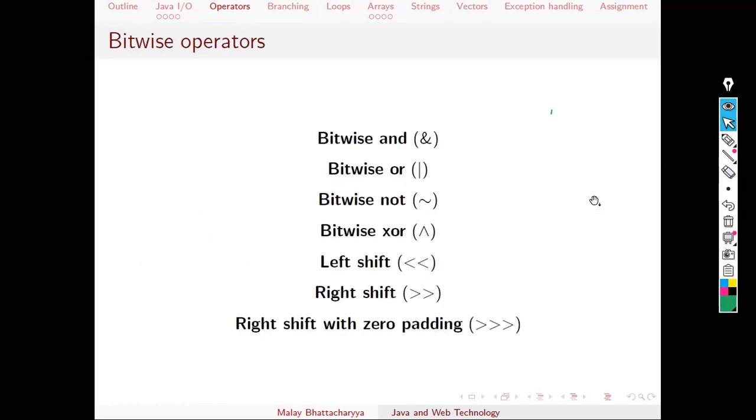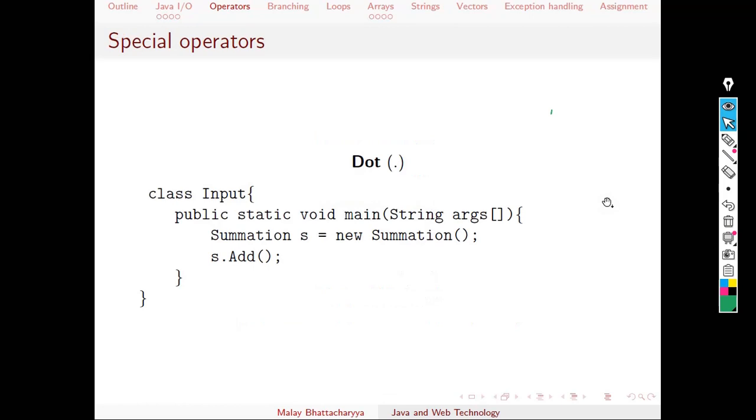So these are the bitwise operators that are available. We don't have any use for them, we generally don't use them. There is a special operator, the dot operator, also called member access operator, used to access some member of a class using the object of that particular class. So S is an object of class summation, and the method add from this class summation is accessed using this dot operator.